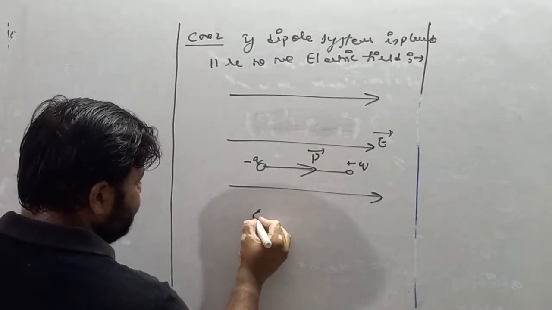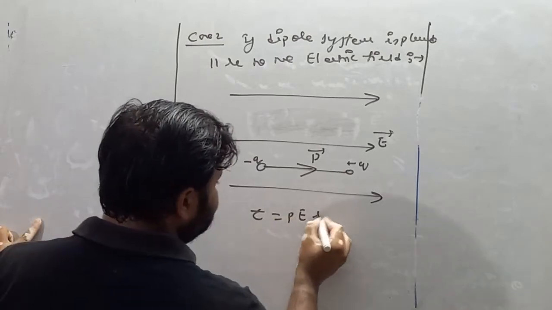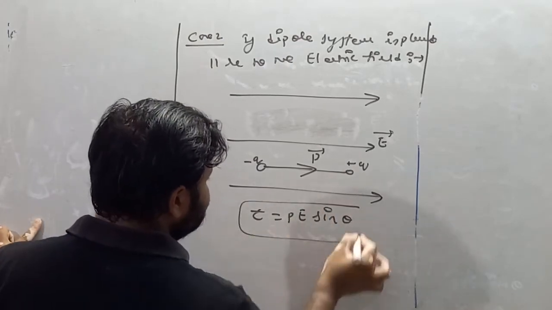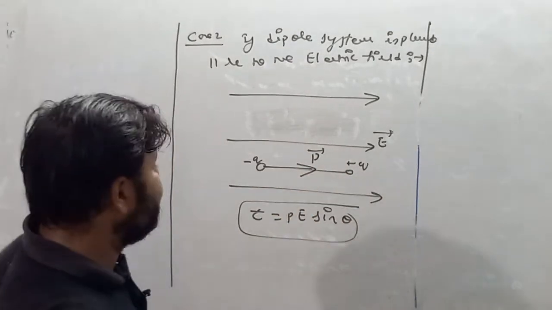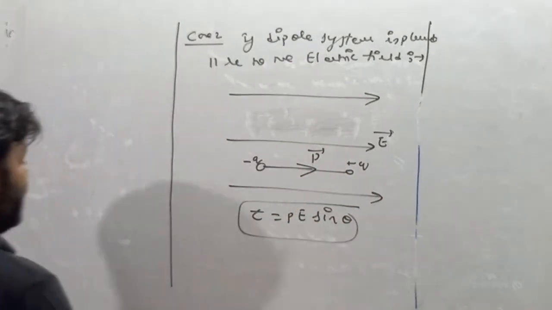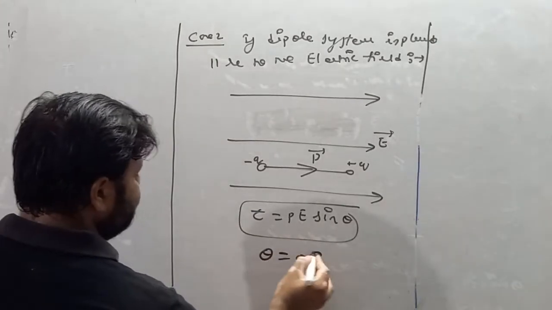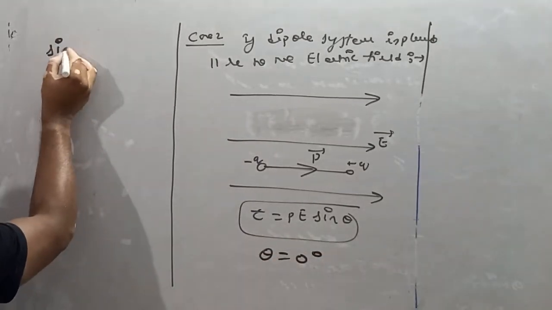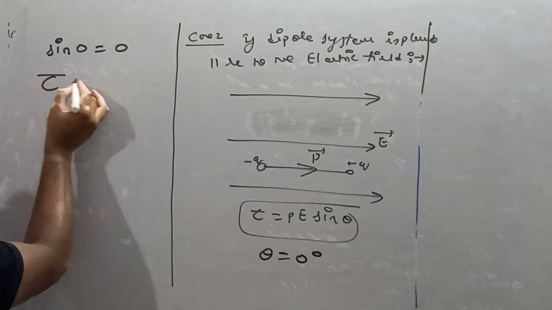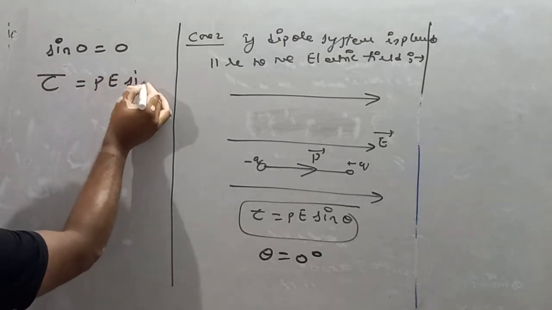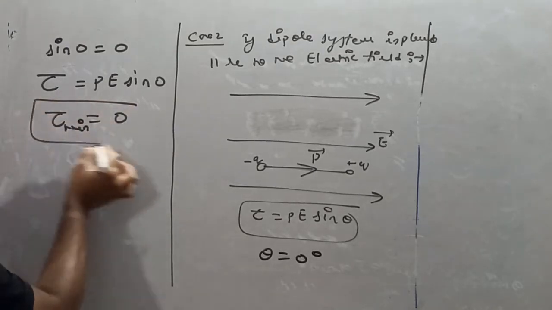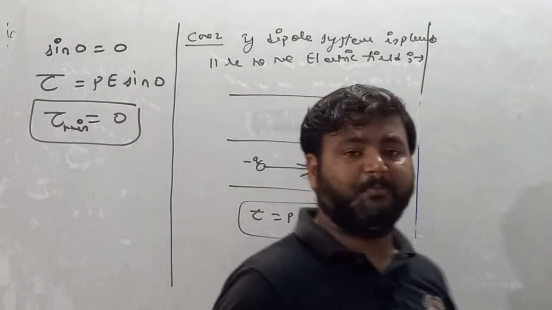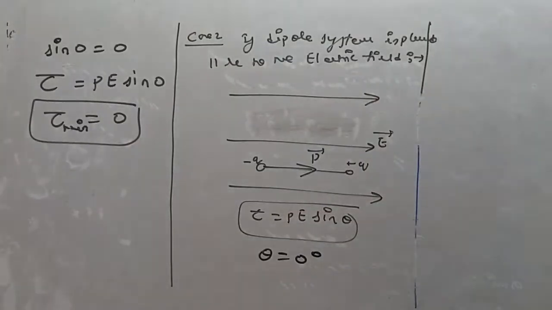So we know that torque is equal to PE sin theta. Now see, the dipole moment and electric field both are parallel to each other. So the angle is 0 degrees, and we know that sin 0 is 0. So tau is equal to PE sin 0, so tau is equal to 0. So we can say in this situation the dipole system experiences minimum torque.